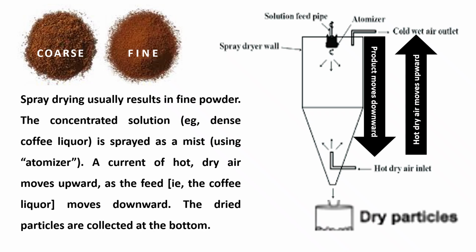They will instantly dry as the feed, using an atomizer in the form of fine mist, is coming down and hot and dry air is going up. This is called counter current principle because the two things are moving in opposite direction.